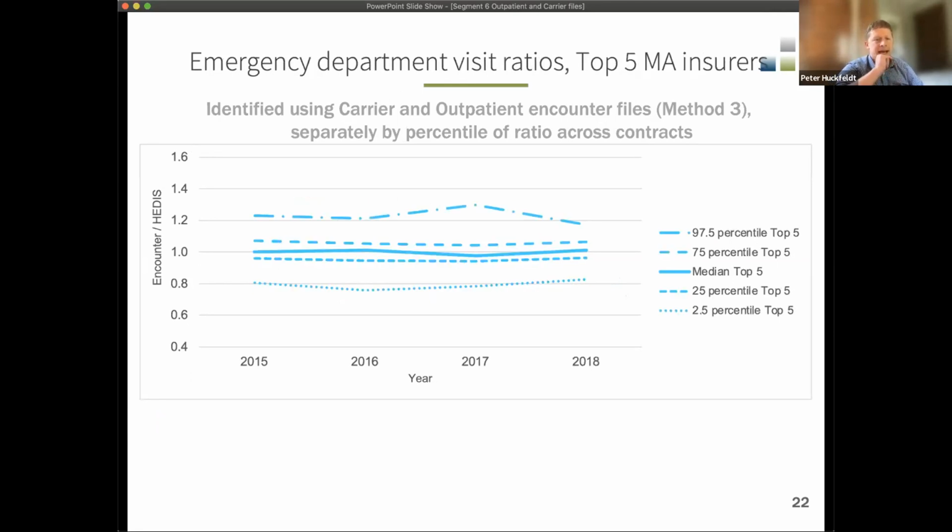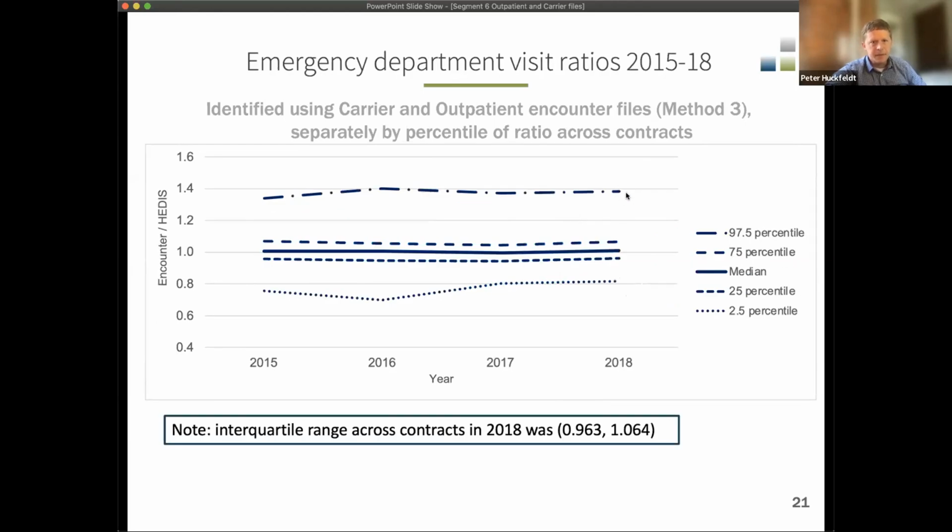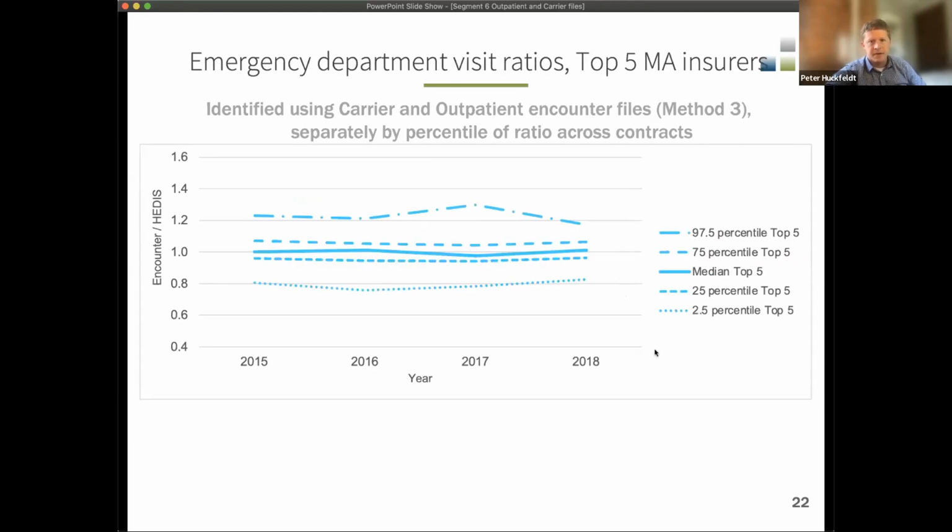Looking at the top 5 Medicare Advantage insurers, it's a similar pattern, but the outliers are less pronounced. This is only 1.2 in 2018, where it was 1.4 if we looked at all of the insurers. So the outlier problem is not quite as pronounced.